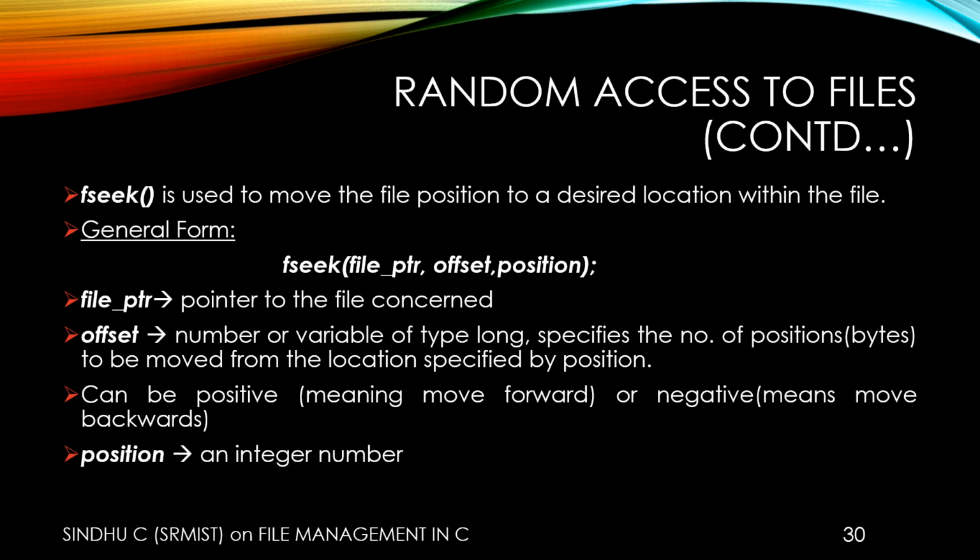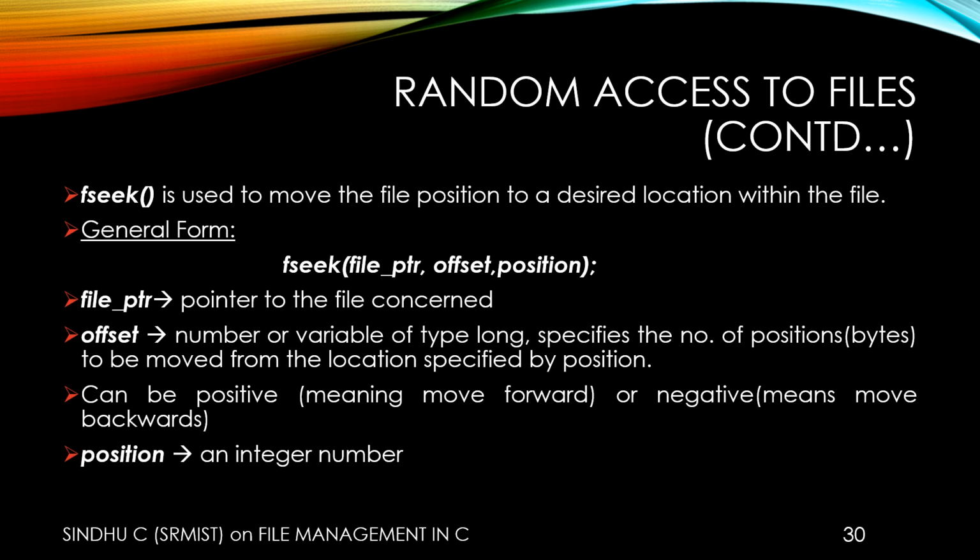fseek is a function which is used to move the file position to a desired location within the file. Here you have the general form of fseek, with three parameters. The first one is the file pointer, then you have offset, and then the position. The file pointer is the pointer to the file concerned. Offset is the number or variable of type long which specifies the number of positions in bytes to be moved from the location specified by the position.